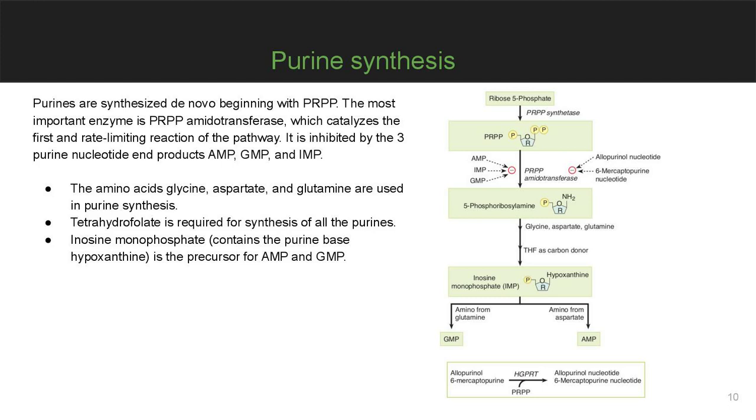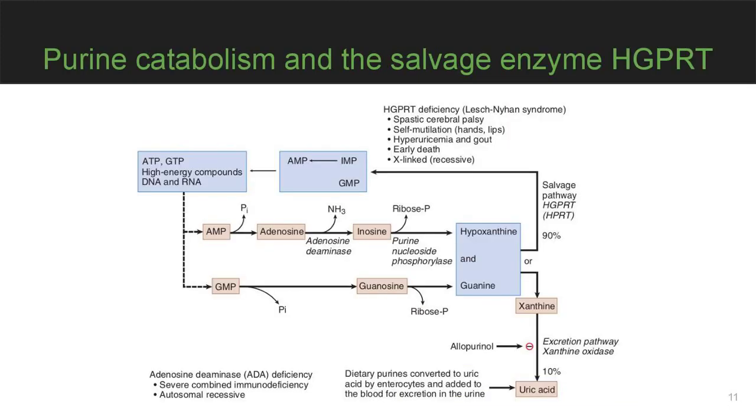These drugs are purine analogs which must be converted to their respective nucleotides by HGPRT within cells. The amino acids glycine, aspartate, and glutamine are used in purine synthesis. Tetrahydrofolate is required for synthesis of all the purines. Inosine monophosphate is the precursor for AMP and GMP.